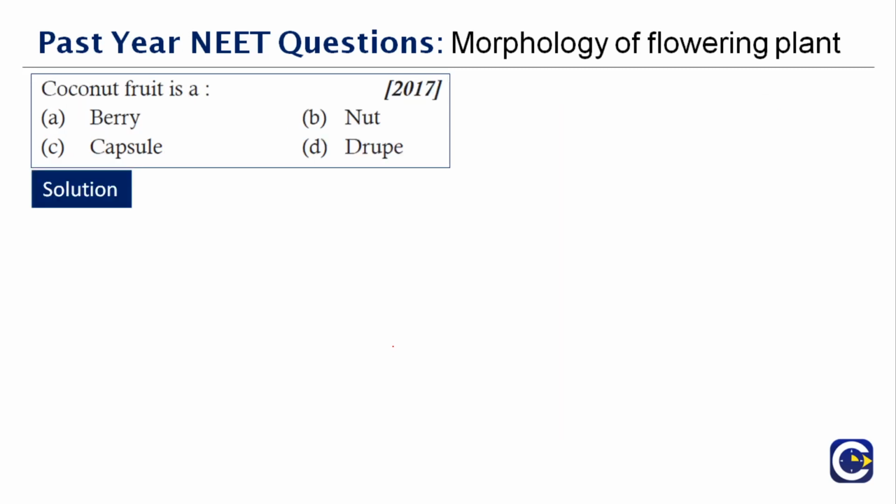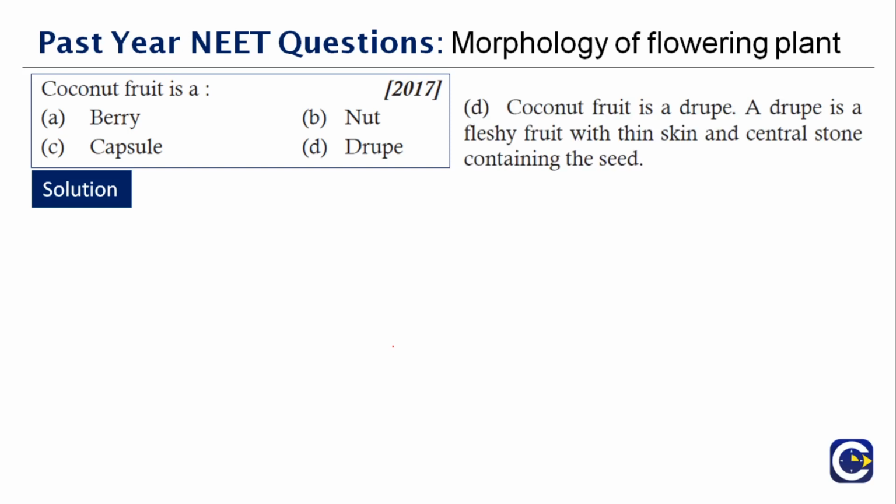Coconut fruit is a dash. This is a very easy question. I think all of you should know what the answer is. It is obviously not a berry, it is obviously not a nut, it is obviously not a capsule, it is actually a drupe. Coconut fruit is a drupe. A drupe is a fleshy fruit with thin skin and central stone containing the seed. Therefore, the right answer is option D.